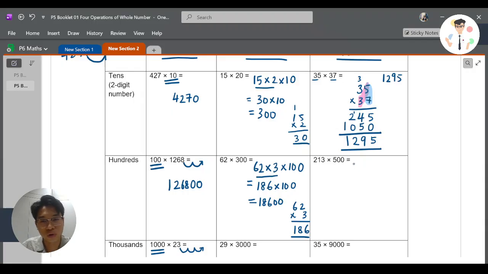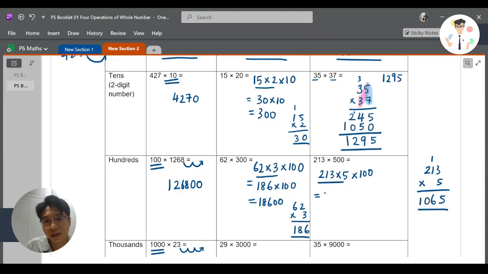Let's try this out, okay? I'll just show you as many examples as I can. This will be 213 times 500, which is 5 times 100. So I will settle this one first. Okay? So 213 multiplied by 5. 3 times 5, 15. 1 times 5, 5 plus 1, 6. 2 times 5, 10. So this gives me 1065. Have I done this yet? No. So I need to multiply by 100. And that gives me 106500. And that is my answer.